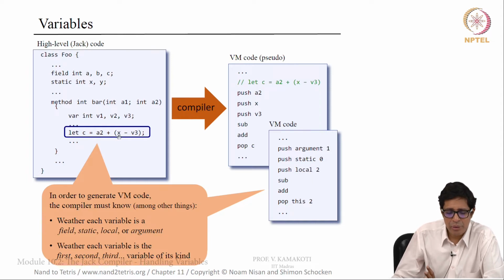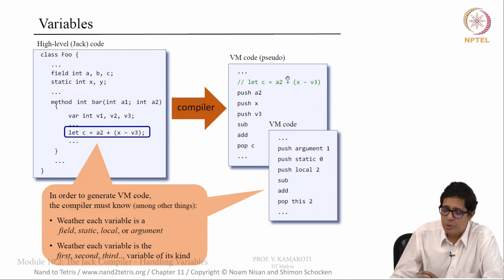So I want to do c equal to a2 plus x minus v3. Now we go into our expression evaluation. In the virtual machine, which is a stack based virtual machine, I hope you remember, we push a2, push x, push v3, sub. When I do this sub, v3 gets subtracted from x, so x minus v3 is computed and will be on the top of the stack. So what will be in the stack? a2 and x minus v3 will be on top of the stack. Now I say add. When we say add, x minus v3 gets added to a2. So what will be on top of the stack after add? a2 plus x minus v3.